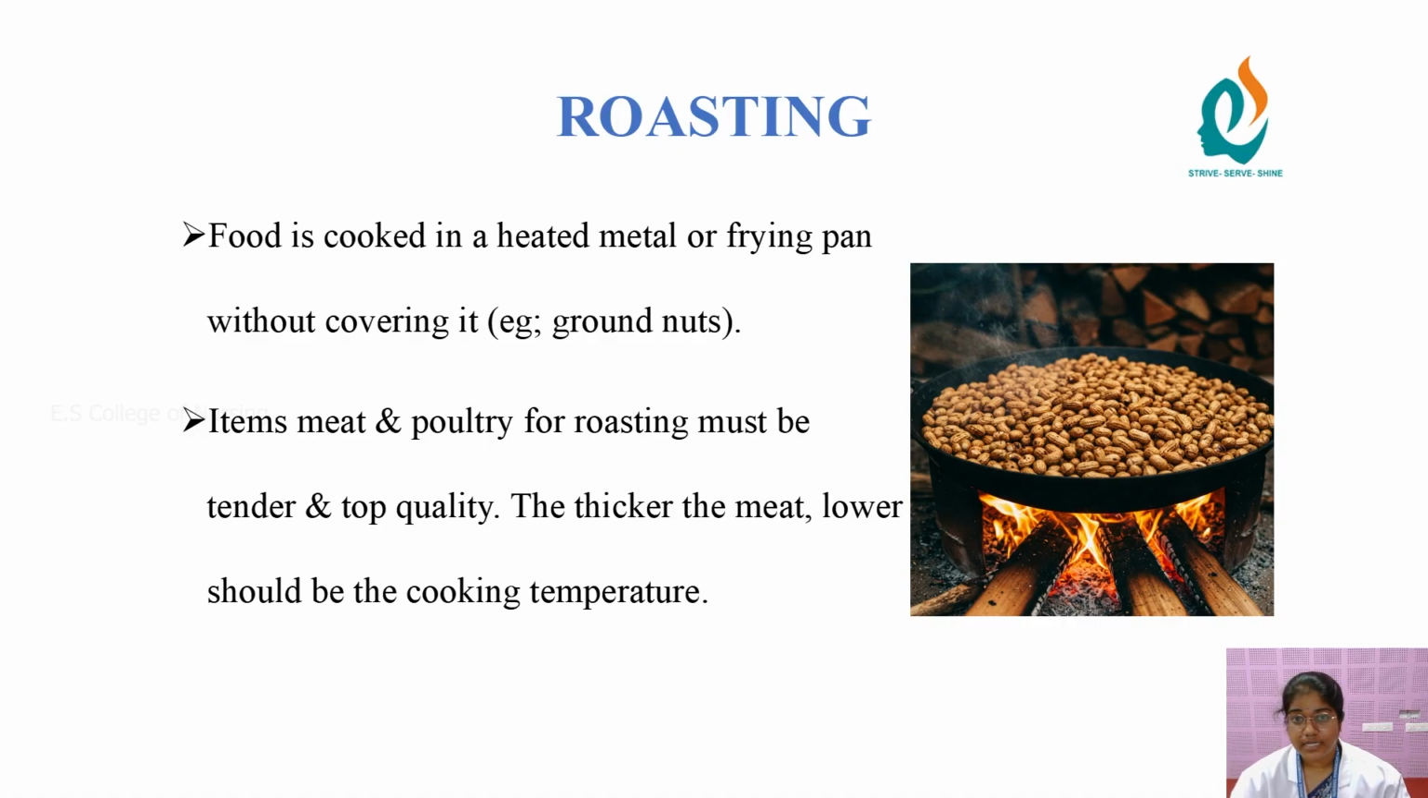Food is cooked in a heated metal or frying pan without covering it. Example, groundnuts and nuts are roasted, and spices and condiments are roasted for the cooking method. Items like meat and poultry for roasting must be tender and top quality. The thicker the meat, the lower should be the cooking temperature.